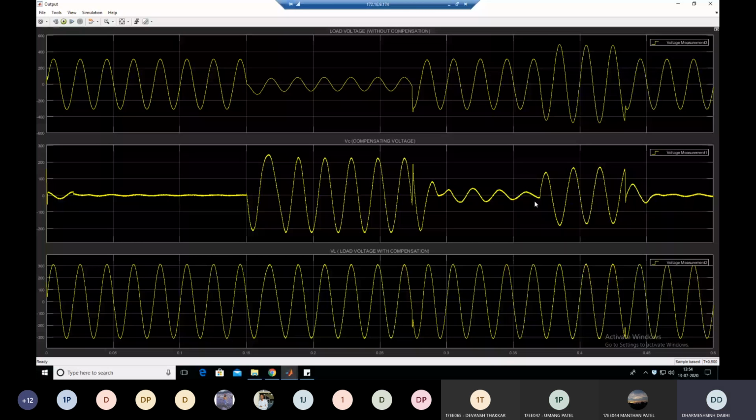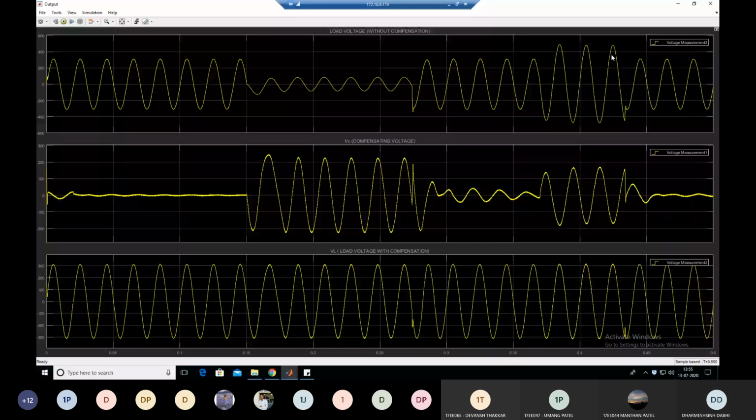This is 0.35 second. Here you can observe that the load voltage without compensation is more than the rated voltage, or more than 311 peak voltage. You can see here at 0.37 second up to 0.43 second. In these three cycles you can see the voltage swell, because the breaker is closed. So in series you connect the 500 watt peak value, which creates the voltage swell or overvoltage condition at the load side.